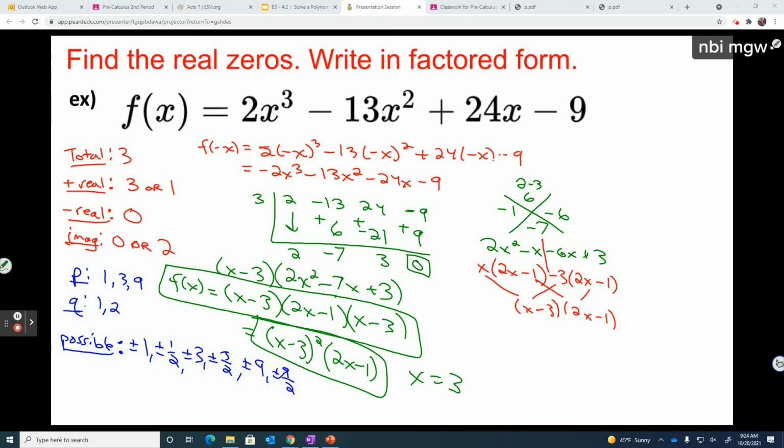And also, now this one you have to solve. You might need to do this on your own. 2x minus 1 equals 0. We solve it, we get 2x is 1, so x is a half. So that's your other root. So there's 3 positive reals. One of them counts twice, the 3 does.